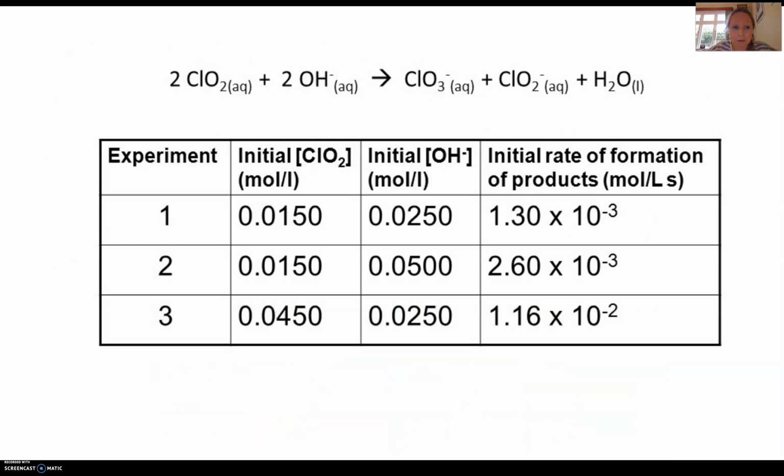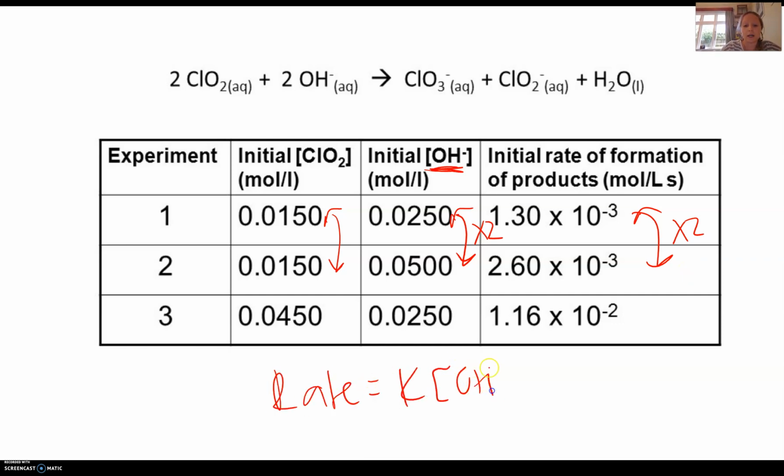Okay, another example, remembering that you cannot use the coefficients of your equation. You must look at the data in the experiment, and find experiments where one thing is kept constant. We're going to look at experiments 1 and 2 to start. Cl2 is constant, so we're looking at the order of OH minus. When the concentration of OH minus is doubled, we look at the rate, and you can see it's quite easy to see that the rate has been doubled. So this is a proportional change. We know if we're writing a rate expression that OH minus is to the power of 1, so we don't need to write anything.